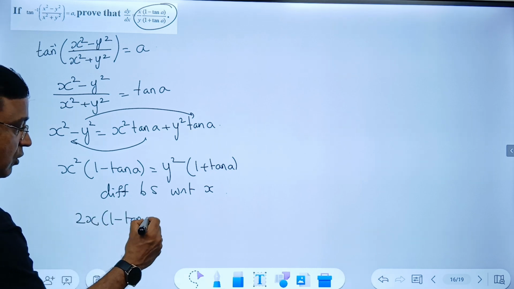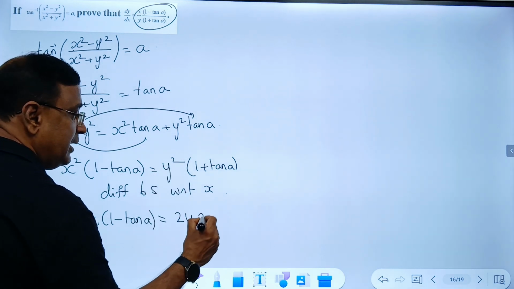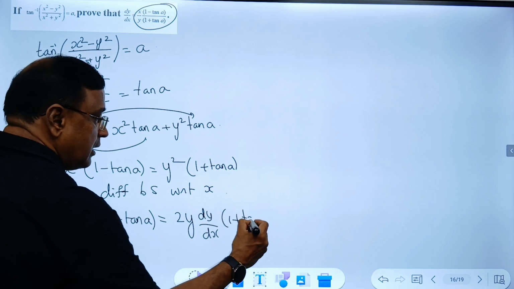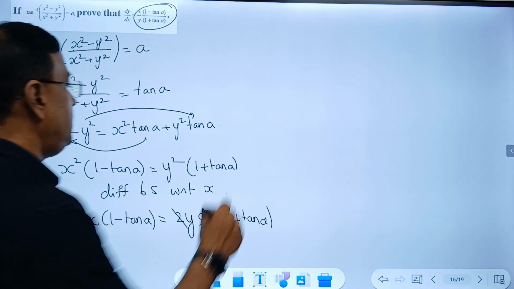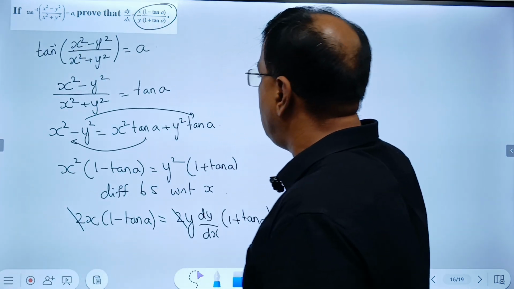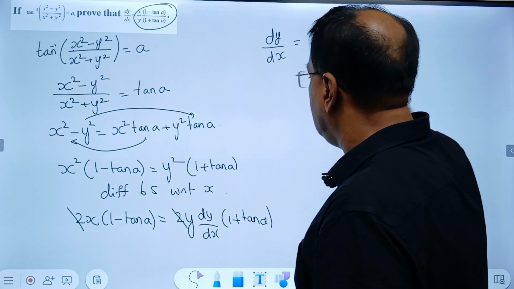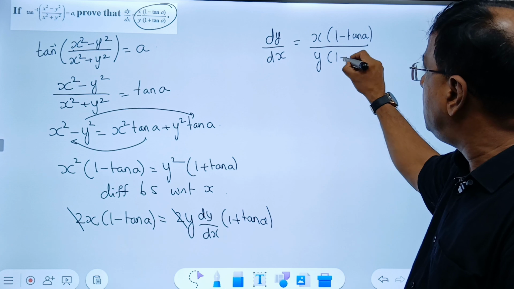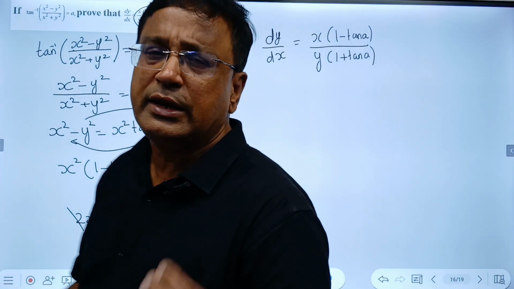1 minus tan a is a constant, let it be there. What is differentiation of y square? 2y into dy by dx into 1 plus tan a. Now clearly 2 gets cancelled. Now what is dy by dx? So dy by dx will be, you have x into 1 minus tan a. Bring this term that side, it will be y into 1 plus tan a. Isn't it simple? Very simple, direct problem.